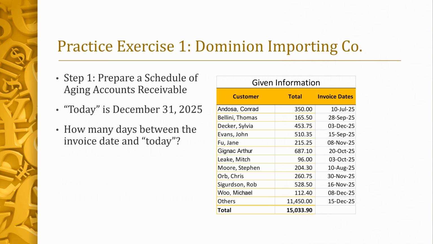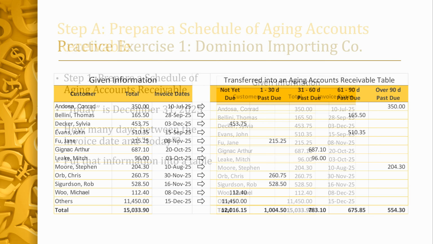First, we have to count the days between the invoice date and December 31st. I would write that information directly in the textbook beside their names at the bottom of page 222. For example, beside Conrad and Dosa, write 174 because there are 174 days between July 10th and December 31st.